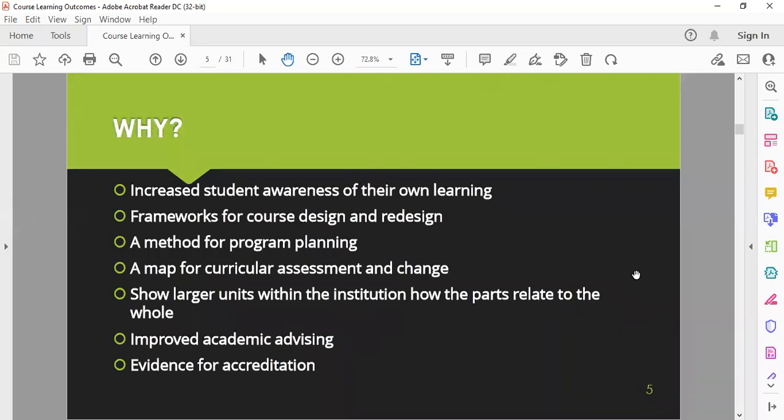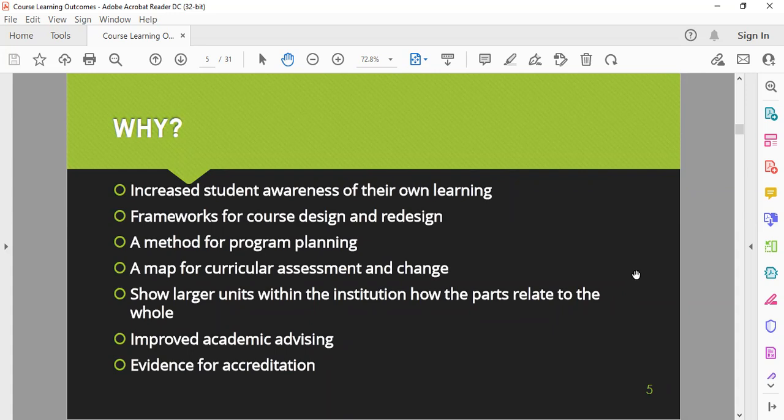Course learning outcomes improve academic advising as well. On what basis can we give academic advising to our students? On the basis of to what extent they have realized these learning outcomes. So we can develop our plans for academic advising based on the course learning outcomes. So academic advisors should be fully aware of those course learning outcomes and program learning outcomes and develop their planning for improvement of the program on the basis of the course and program learning outcomes.